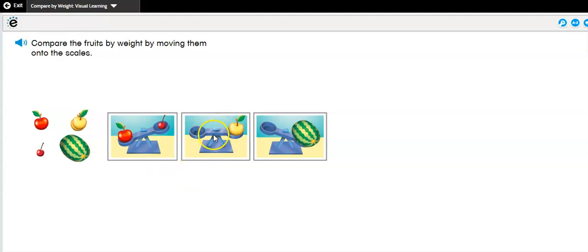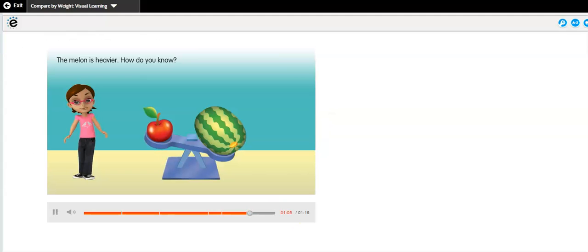In this picture, the scale is level or the same. So we need a fruit that is the same weight as an apple. We can choose another apple. Same weight. And in the last scale, the melon is heavier because it's lower. So we need to put a fruit on the high part of the scale that is lighter. We could choose the apple or the cherry. Let's choose the cherry because the cherry is definitely lighter. Great job. The side with the melon is down.